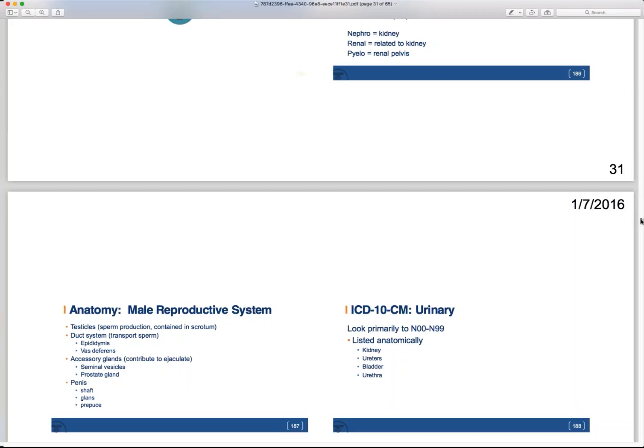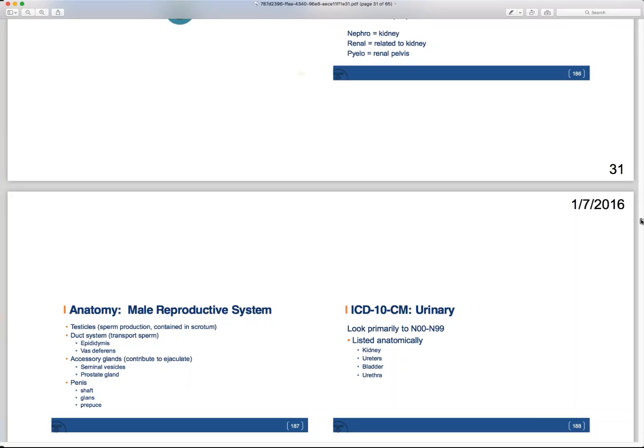Last thing for the male on page 343. That's in reference to the orchiopexy, right? Orchiopexy is for undescended testicles. When you're coding for that, what you're looking for is the approach that they use for the testicles to descend.